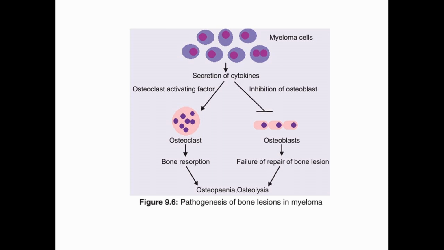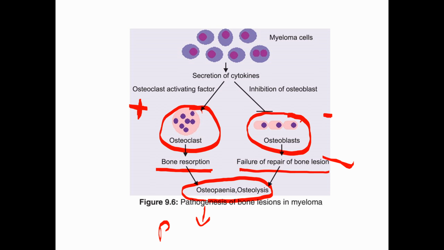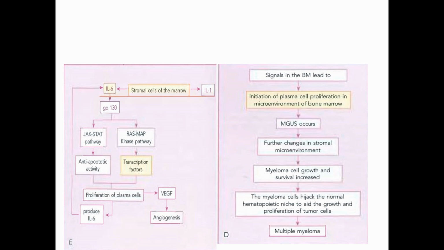So what happens after clonal transformation of plasma cells? Once the plasma cells become neoplastic, they secrete two types of factors. There are two types of cells in our bone, osteoblast and osteoclast. There is a suppression of osteoblast and a stimulation of osteoclast. Suppression of osteoblast leads to failure of bone repair, and osteoclast leads to bone resorption. There is excessive destruction of bone that cannot be repaired. This leads to multiple osteolytic lesions, and finally pathological fracture. That's why patients with multiple myeloma present with multiple bone pain, osteolytic lesions on X-ray, or pathological fractures.